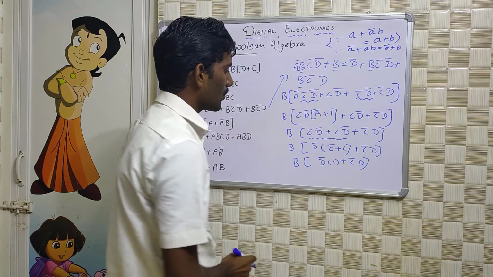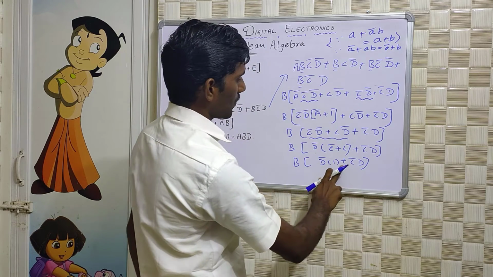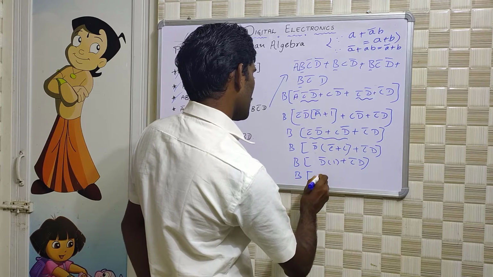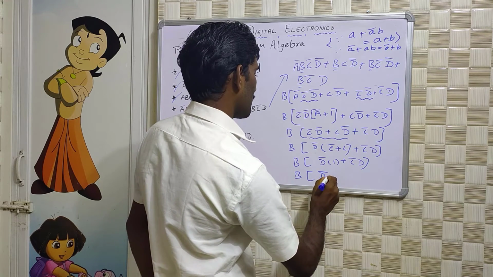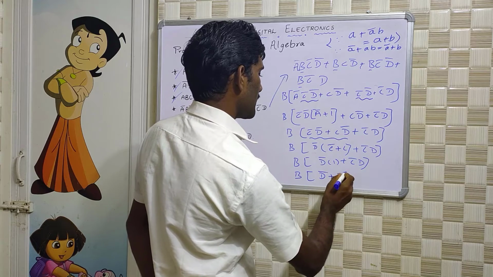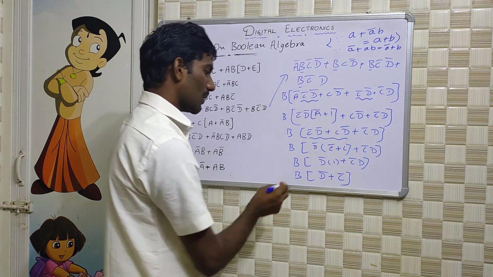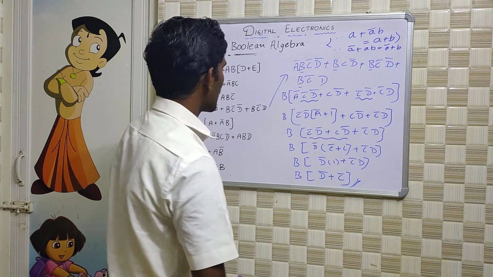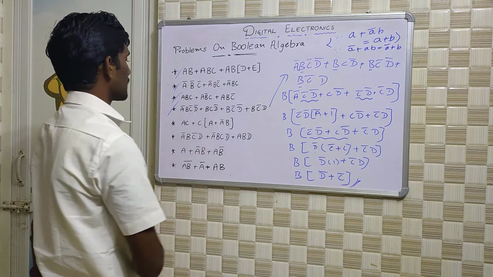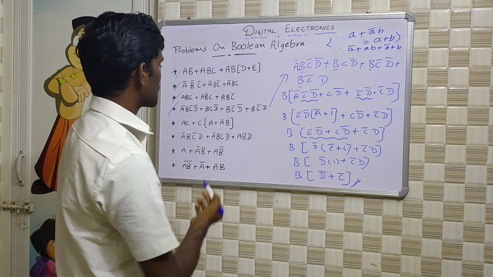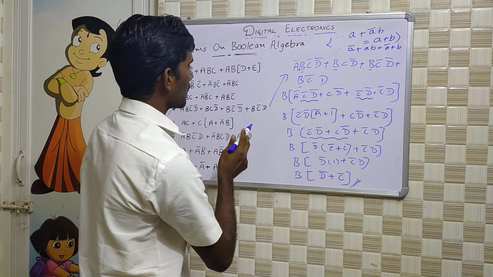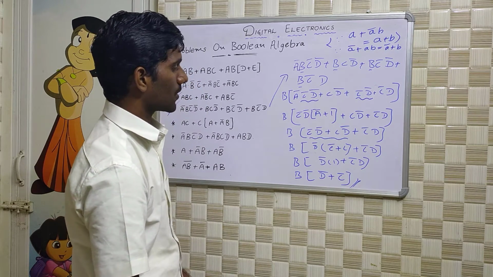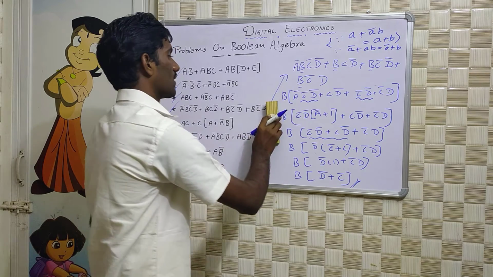So again the same formula. So here A bar plus A B, so then it will be A bar plus B. Here B will be C bar. So B into D bar plus C bar will be the answer for this problem, the fourth one. So A bar B C bar D bar plus B C D bar plus B C bar D bar plus B C bar D is equal to B into D bar plus C bar. So this is the answer for the fourth question.